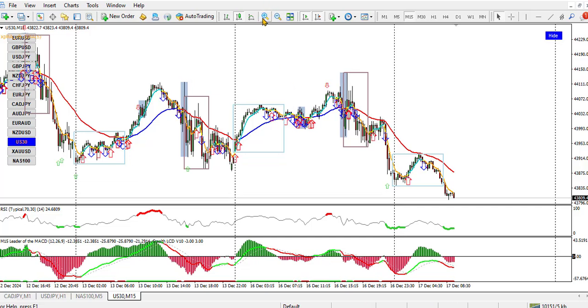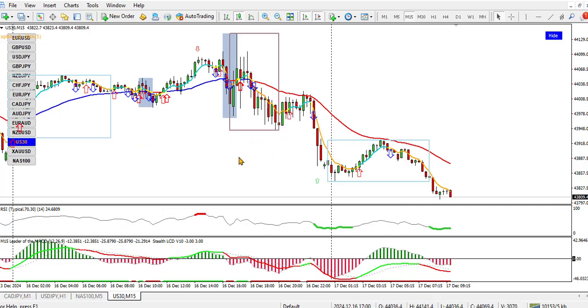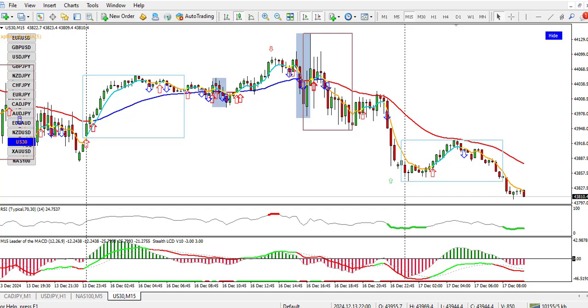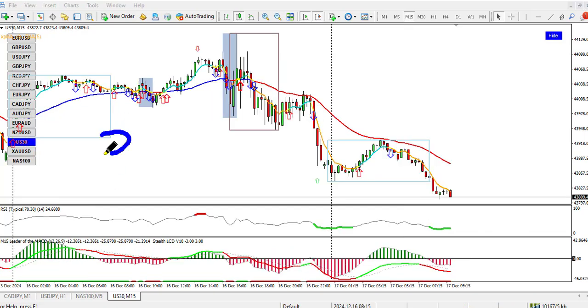And here it is on US 30. Still the same methodology. The other indicator you see here, this demarcation, these are just the sections, different sections. We have the Asian markets, the London and the US opening, the New York market. These are just the sections.